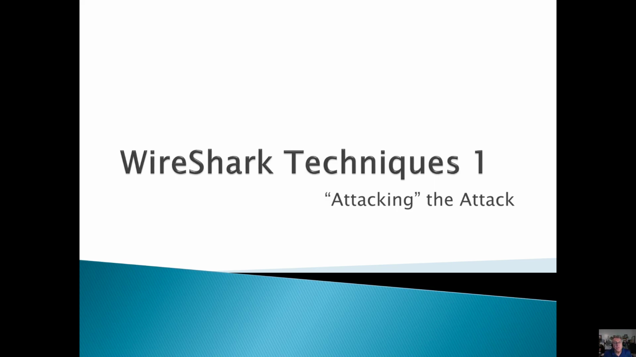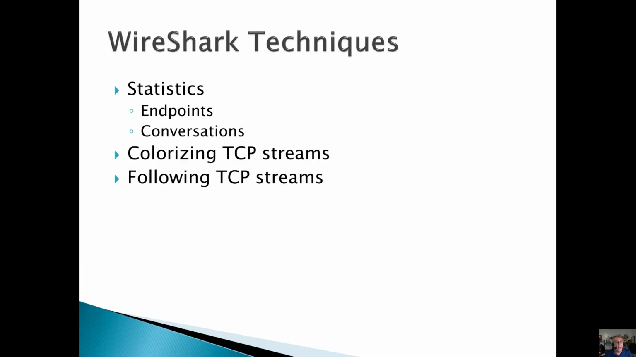Hi, so this is the second video in the Wireshark forensic analysis, and we're going to go through a few techniques here that you can use to narrow down or discover what's going on. And so the first technique is attacking the attack. When we looked at that, we looked at the PCAP, 780 some frames, and so how do we even start figuring out what's going on there?